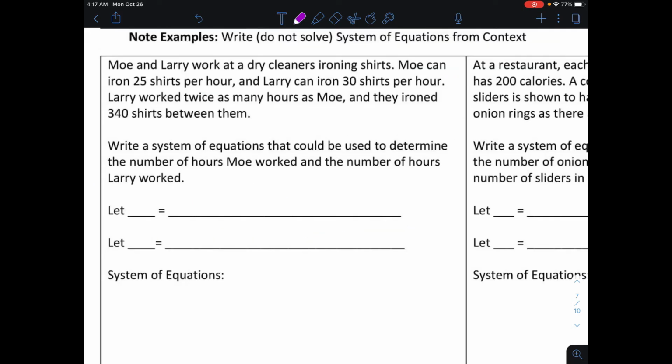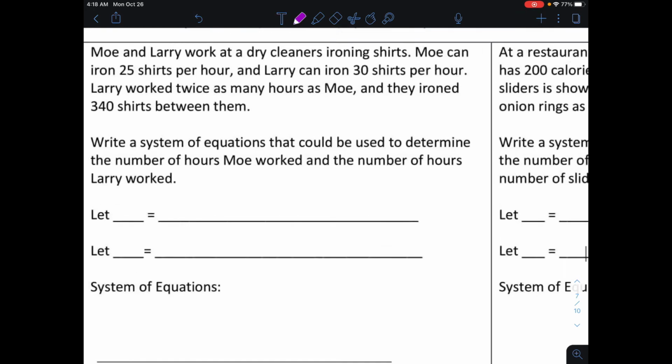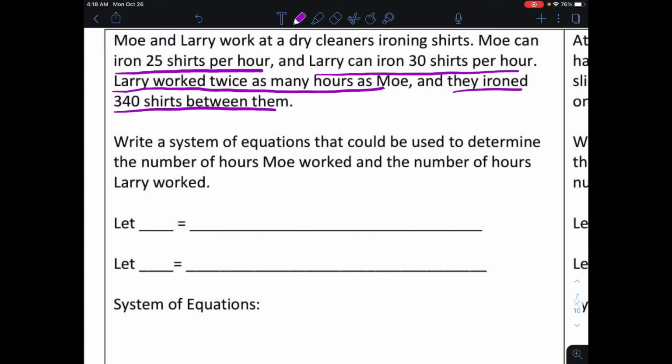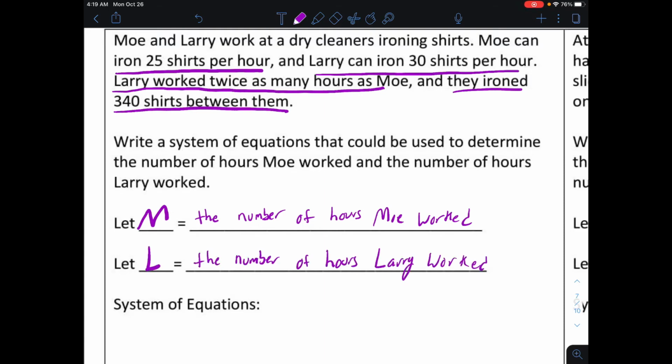Now we're going to look at a system of equations in context. We're not going to solve, we're just going to write the system. Mo and Larry both work at a dry cleaner ironing shirts. Mo can iron 25 shirts per hour. Larry can iron 30 shirts per hour. Larry worked twice as many hours as Mo, and they ironed 340 shirts between them. One of the first things you want to do is define your variables. I'm going to let M be the number of hours that Mo worked, and L be the number of hours Larry worked.